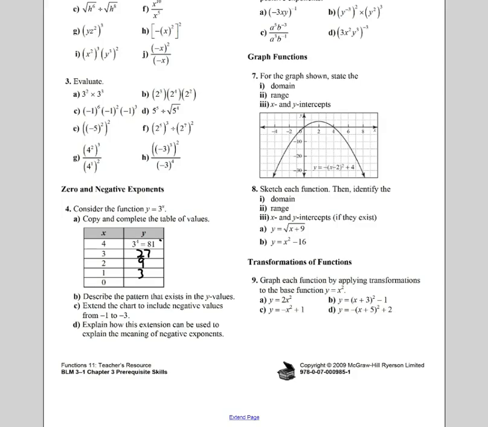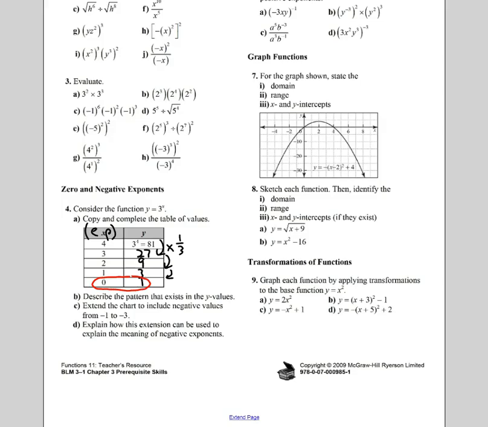Now the pattern here seems to be that we're dividing by 3, or I'll write it as multiplying by a third. So if we continue to multiply by a third, we would find that if we multiply 3 by a third, we get 1. So actually that brings out one of the exponent laws, which is that for any non-zero base x, when the exponent is 0, the result of the power is 1.